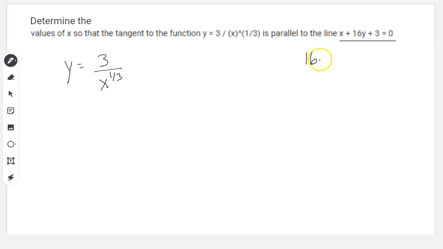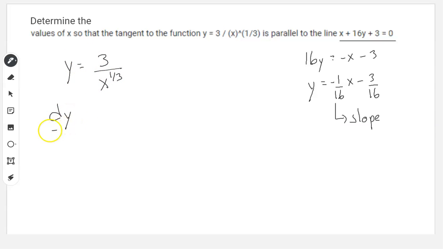So we'd get 16y equals minus x minus 3. Divide by 16, so we get minus 1 over 16x minus 3 over 16. All right then. So our slope then is right here. That's our slope, minus 1 over 16. Now the slope is equal to the derivative. So let's find dy by dx.